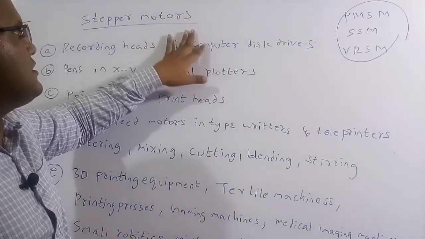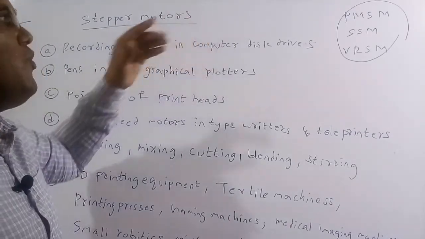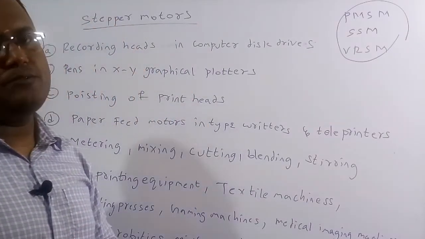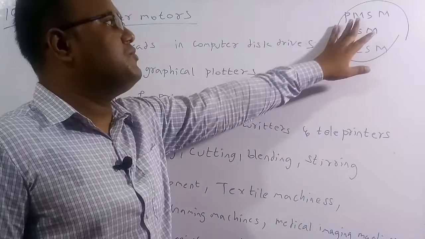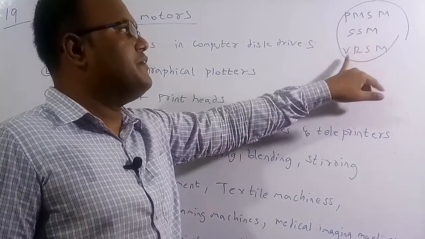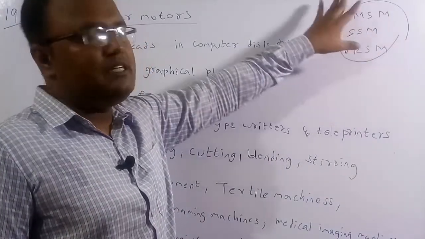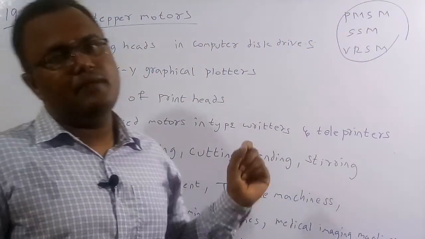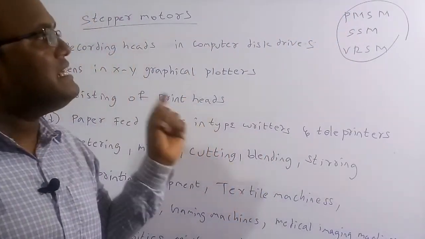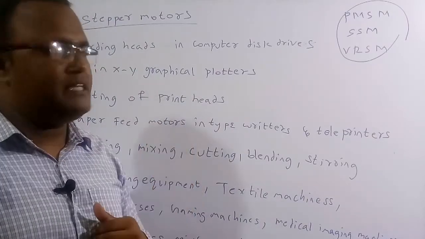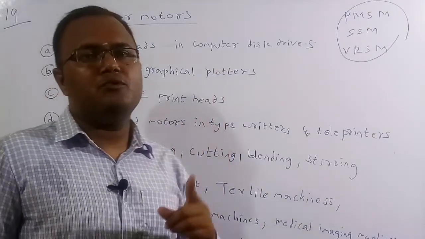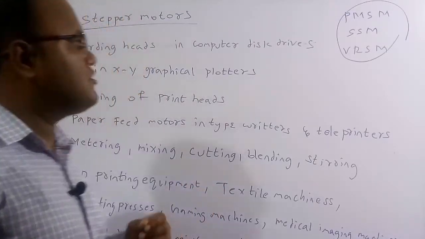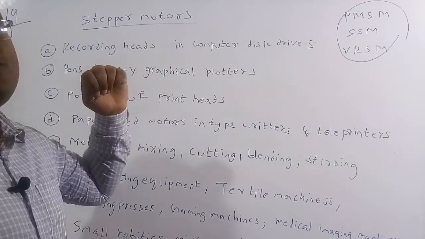Before I discuss the applications of stepper motors, what are the different types of stepper motors? Stepper motors are classified into 3 types: the permanent magnet stepper motor, synchronous stepper motor, and variable reluctance stepper motor. These are the 3 different types of stepper motors. Basically stepper motors are brushless, so we can easily operate them, and we can also easily control the position at which the motor has to stop. Because of this reason the stepper motors are easy to operate.